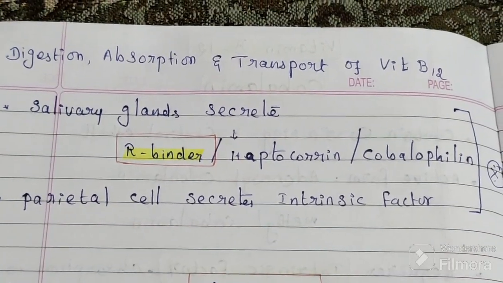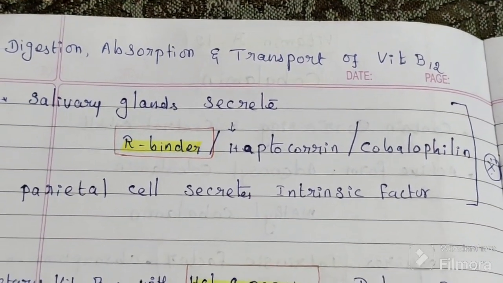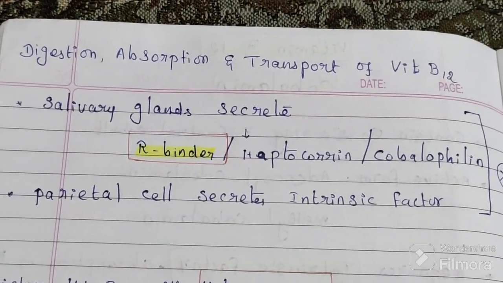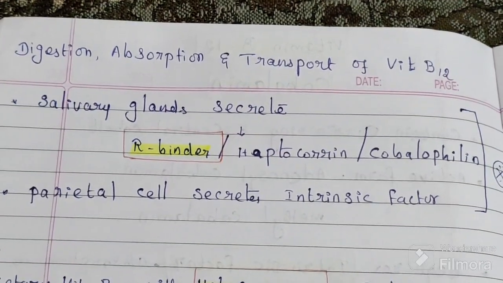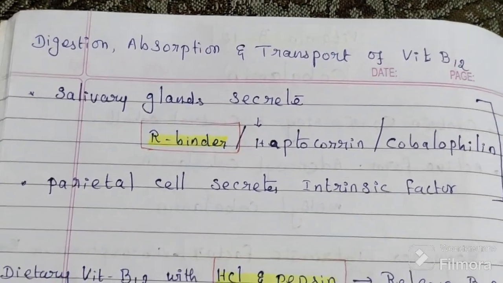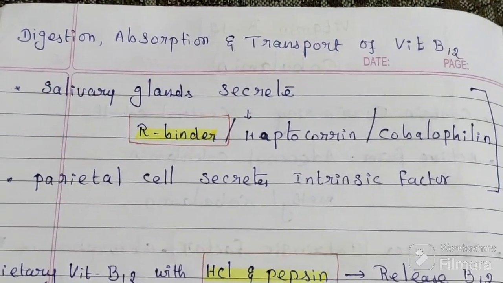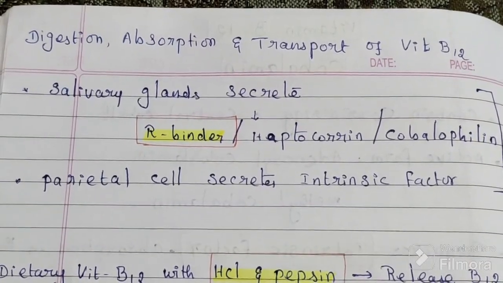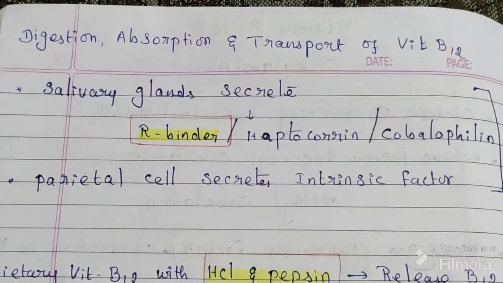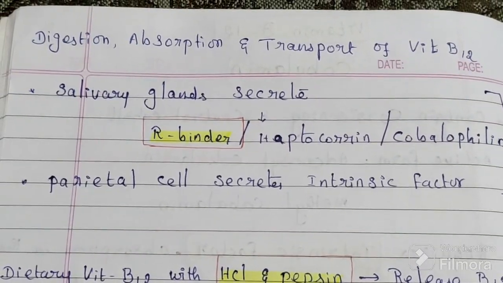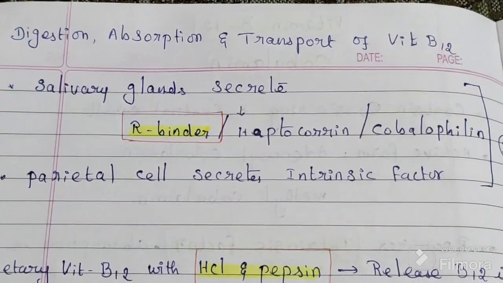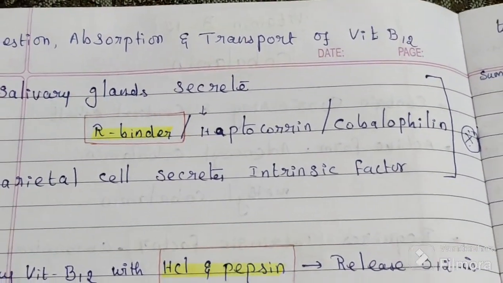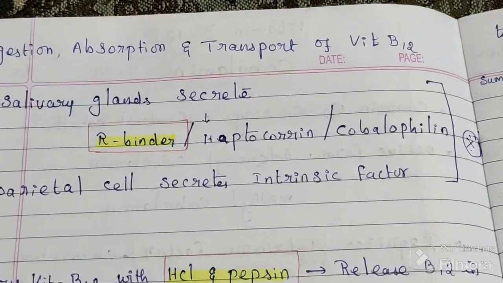Now coming to the important points about vitamin B12. The first one is how it is digested, absorbed and transported. First, the salivary gland secretes an important substance known as R-binder, or haptocorrin.